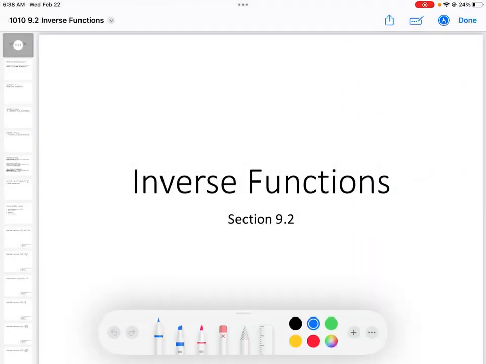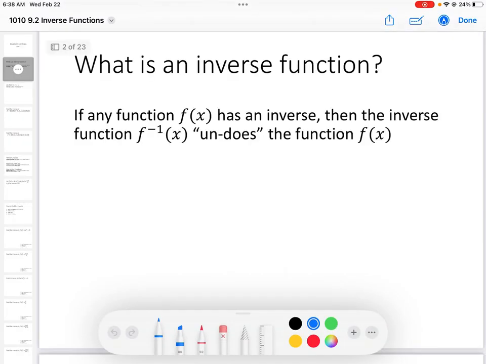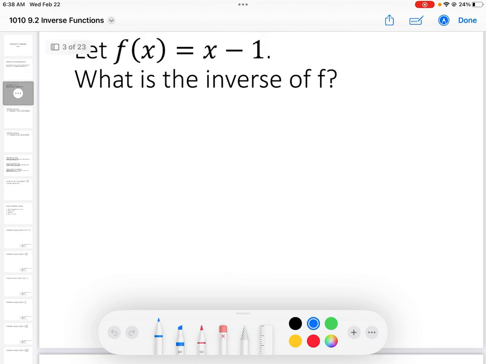Everybody, in this lesson, we're going to learn about inverse functions. So the definition of an inverse function is basically the function that undoes the original function. For example, if you had the function f of x equals x minus 1, the inverse function, which we write with an f with a little negative 1, kind of like an exponent, but it's not actually an exponent, is the notation for the inverse function of f.